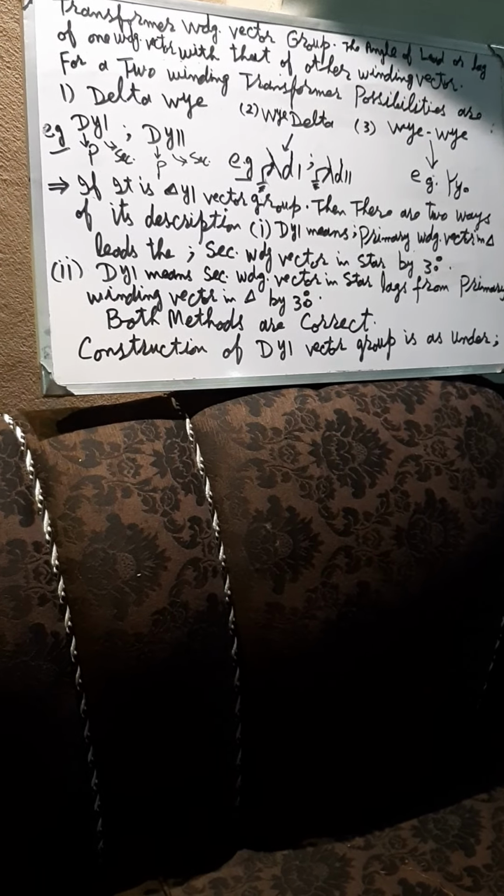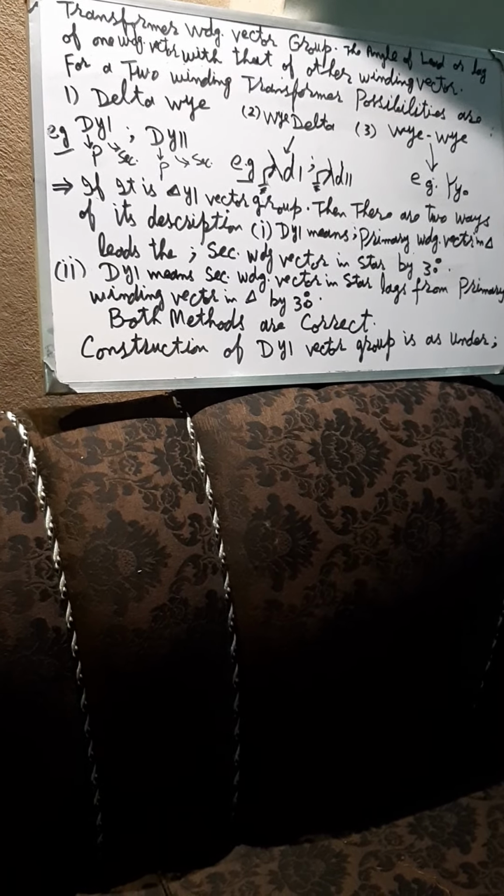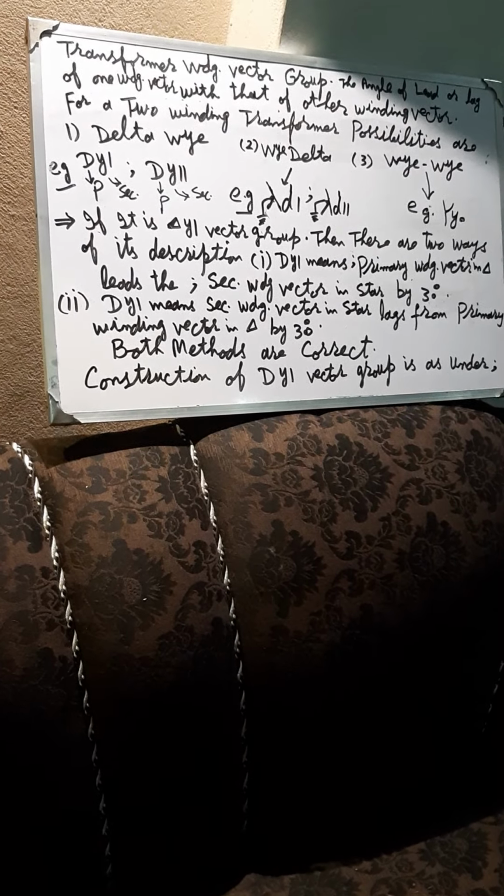So I shall describe the Dy vector group at this moment. Dy1 has two explanations. The first explanation is that the primary winding is in delta and the secondary is star, and the primary winding vector leads the secondary winding vector by 30 degrees. The second explanation is that the secondary winding vector lags the primary winding vector by 30 degrees.